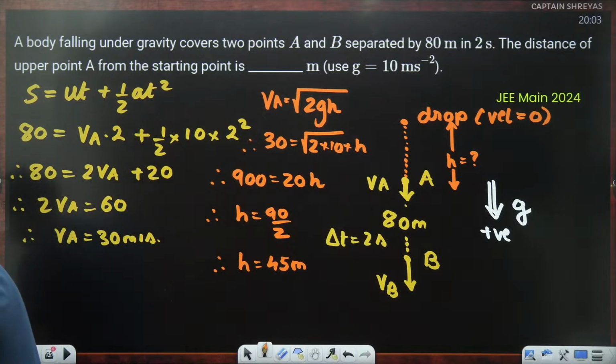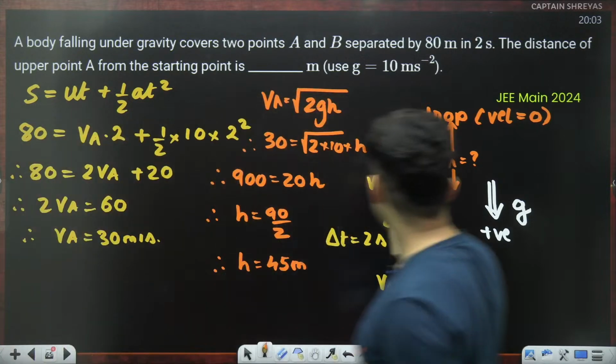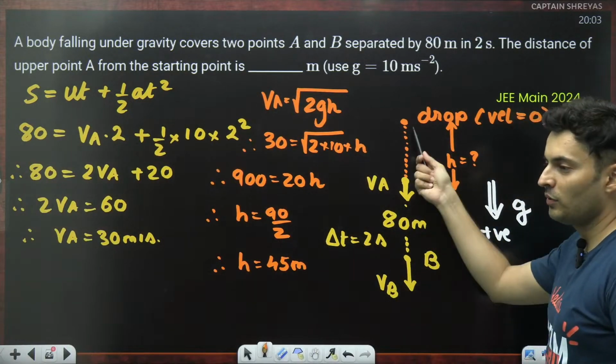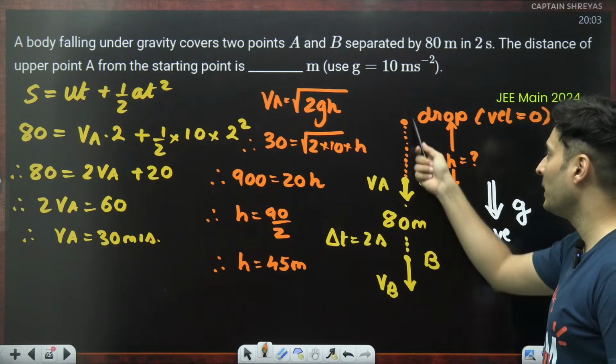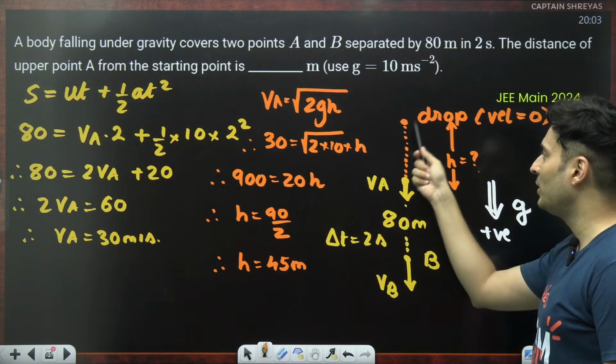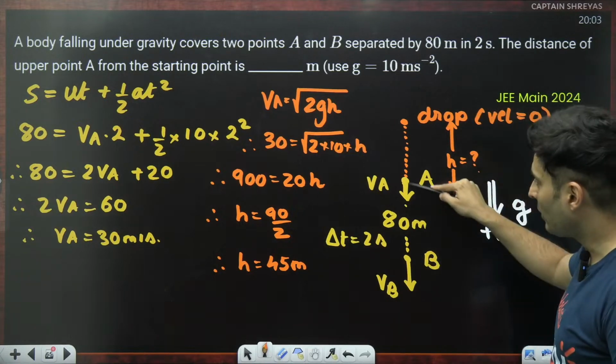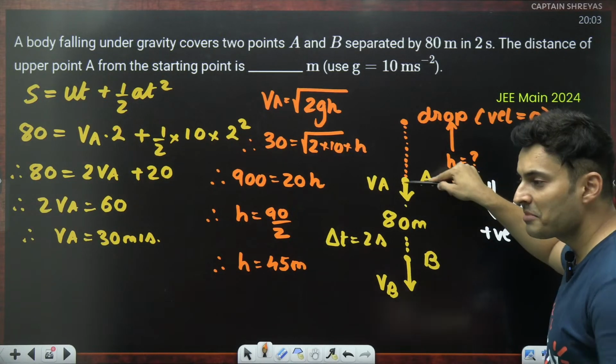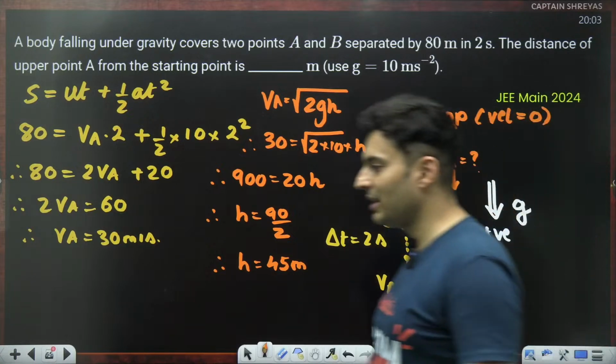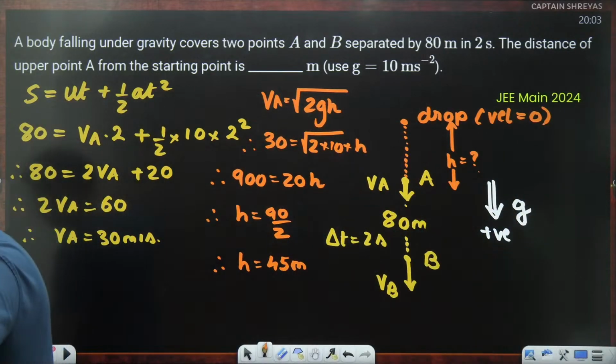Perfect. A lot of you said, sir, we can use v is u plus at. No, I can't because I don't know how much time it took from here to here. Only from A to B, the time is 2 seconds. From here to here, I don't know. It could be more, it could be less.